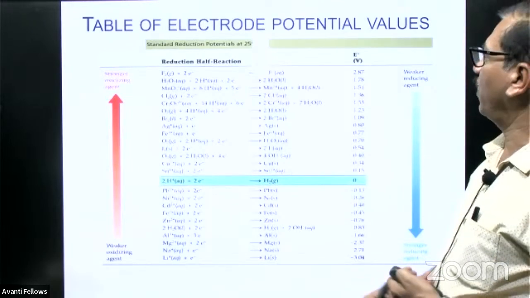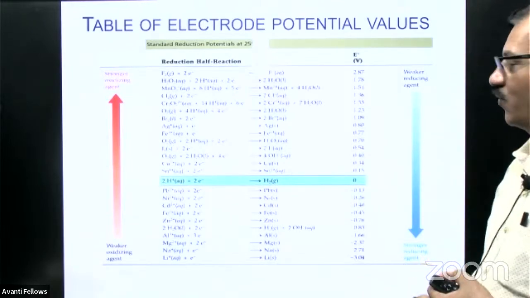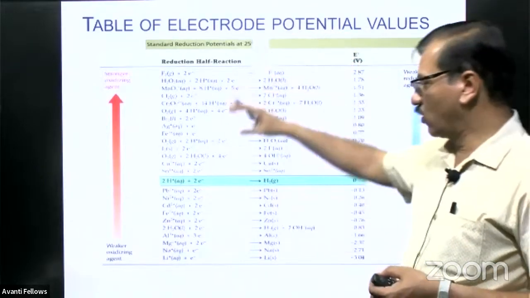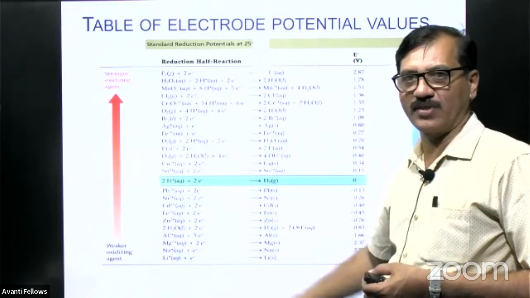There is a table of electrode potentials which is also given in your textbook. You might have seen this. It is in decreasing order of the electrode potential values of the different species.